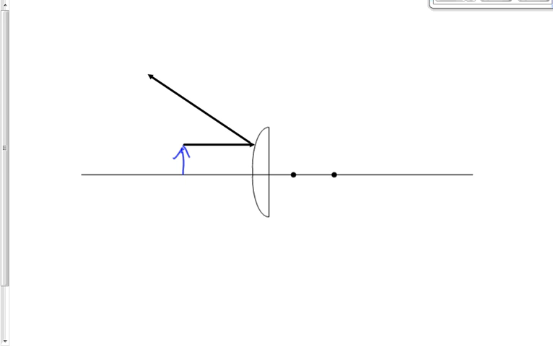Second ray goes down toward the focal point, but it can't go all the way to the focal point. How come? It gets reflected first. It hits the mirror and gets reflected. Where does it get reflected, Colin?